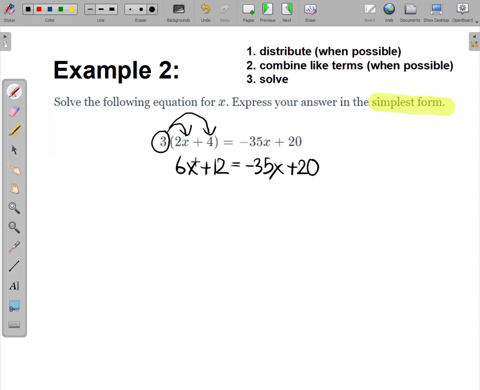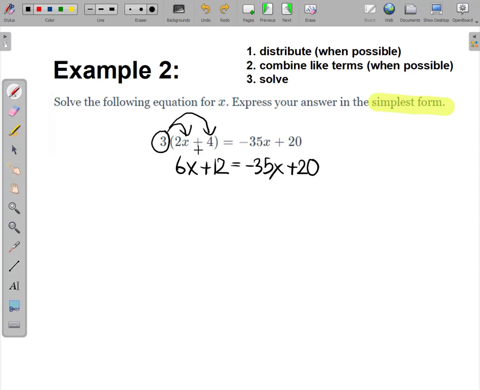After that, I like to check to combine like terms, but on the left, I have a variable and a constant, and on the right, I would like to combine, but I have a variable and a constant, and we know that variables and constants don't go together. So although I look to do that, I only do it when it's possible.